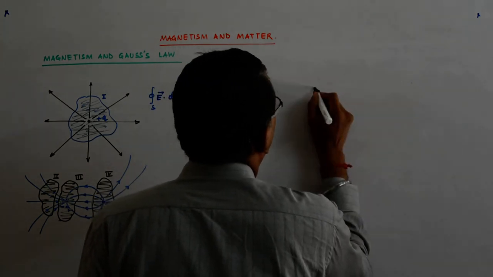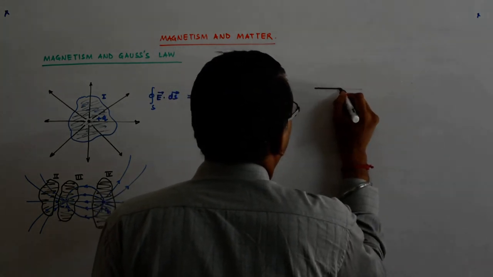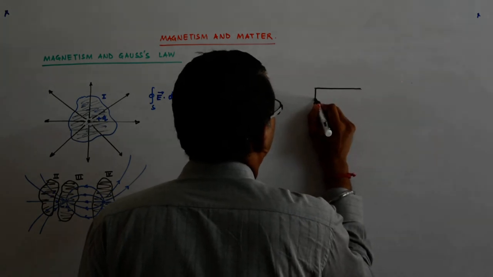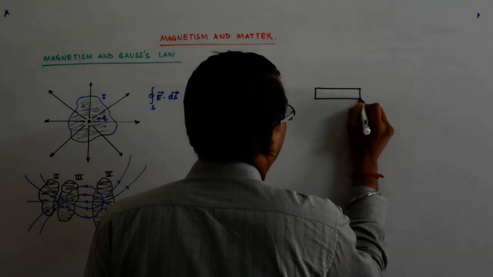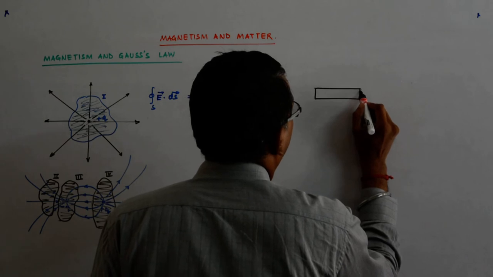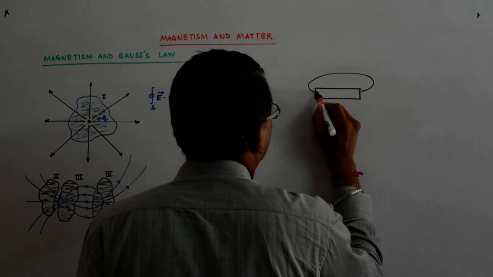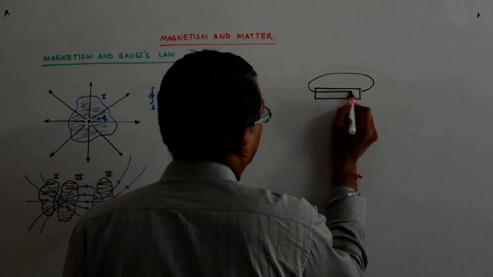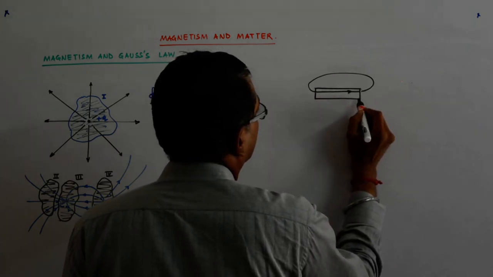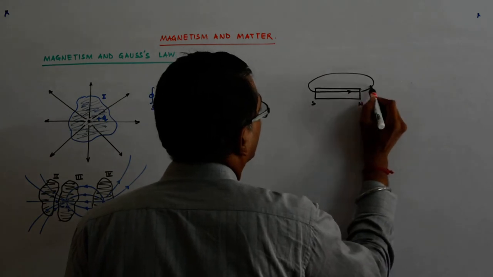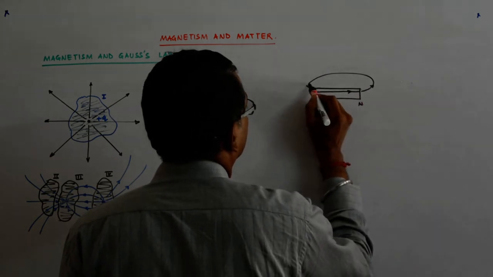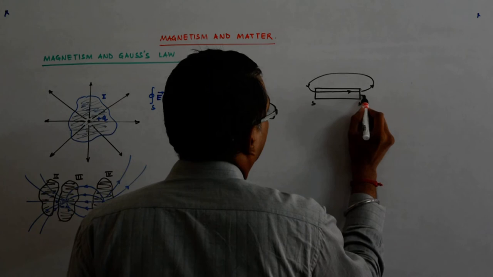And then there is a second point of departure. What is that? So we have our magnet. We have our fields like that. Inside the magnet, it goes like this. This is my north pole. This is my south pole. Okay? Comes like this. Again from here.